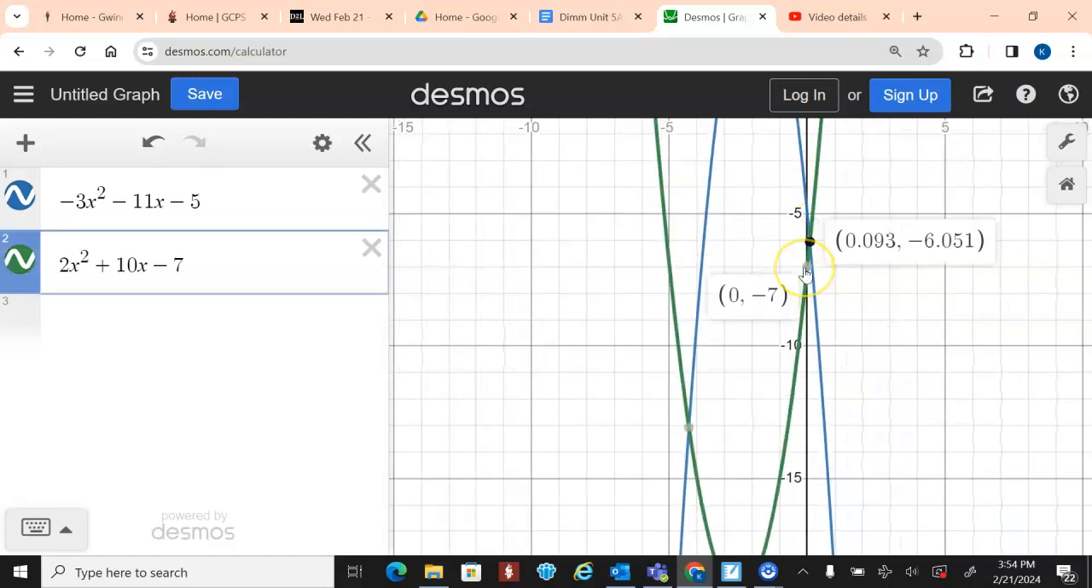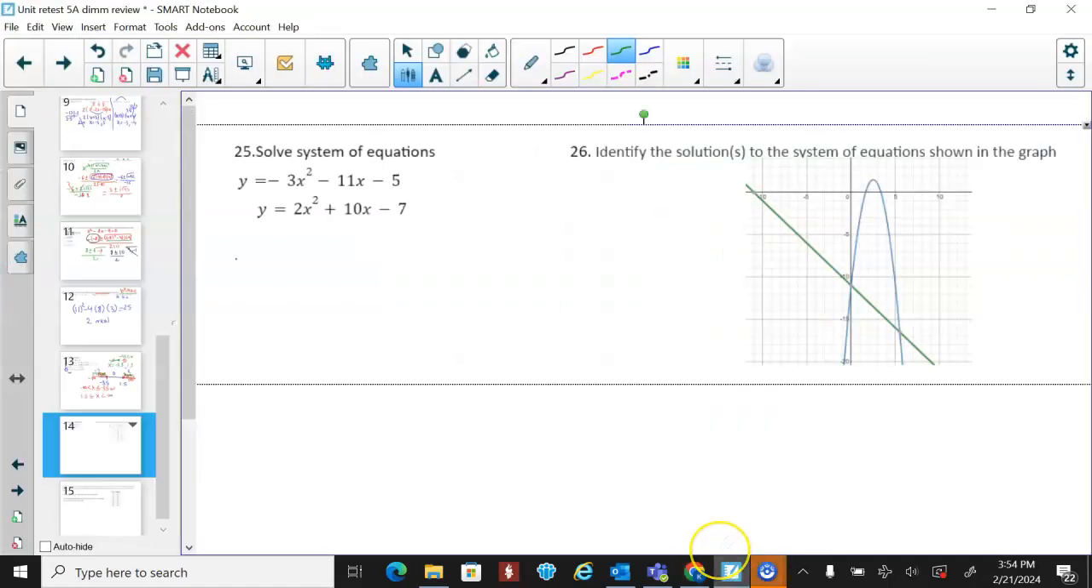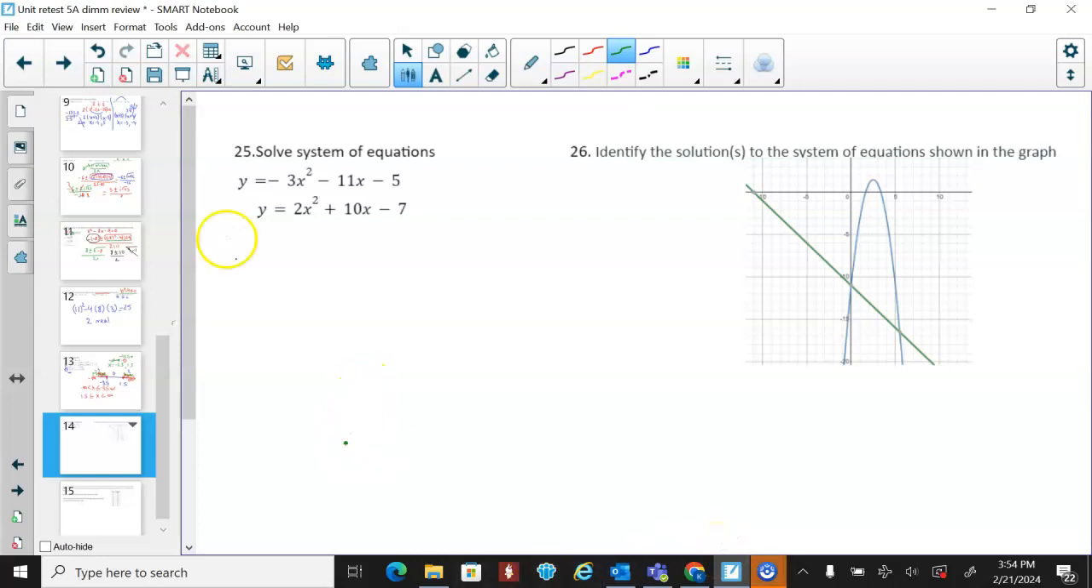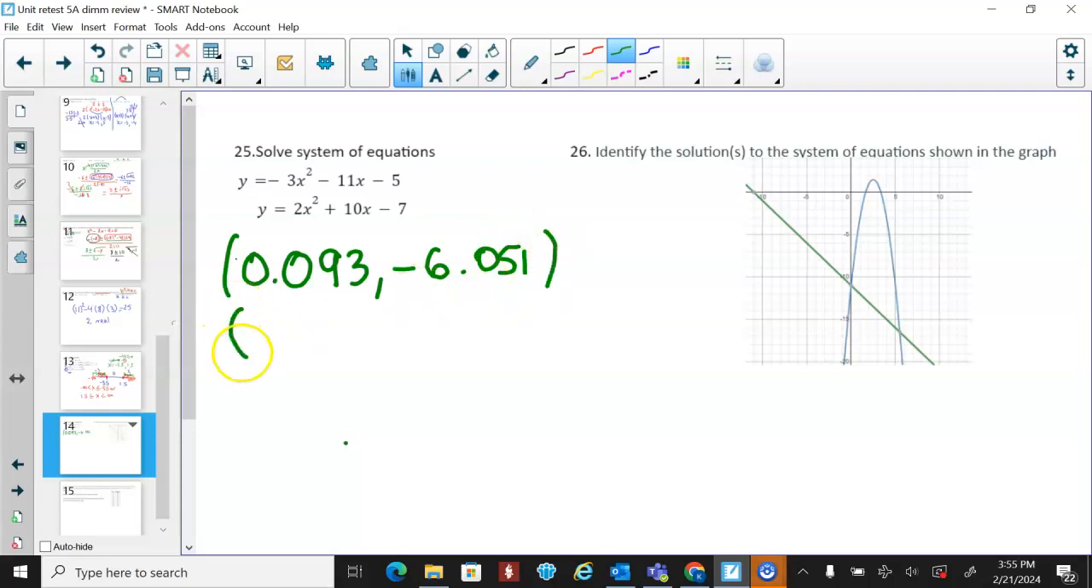So not where do they cross the y-axis, where do they cross each other, okay? So the system of equations, it will be written in point form. Please make sure it has correct parentheses. It would be at 0.093, comma, negative 60.51. And then the second point where they cross is at negative 4.293, and then negative 13.069. Okay? And that's the point.